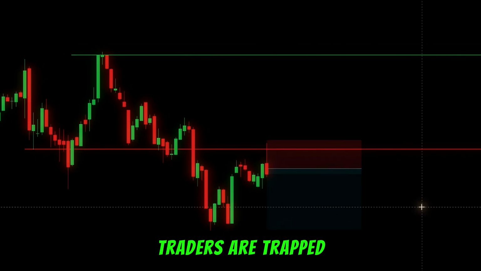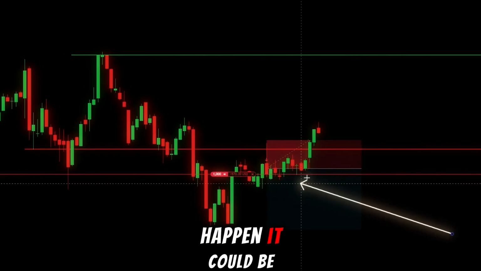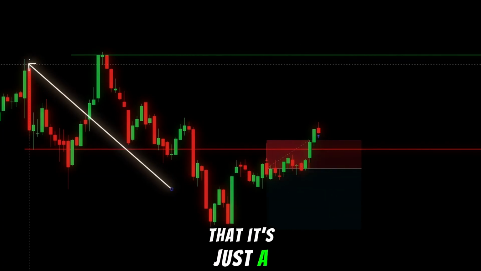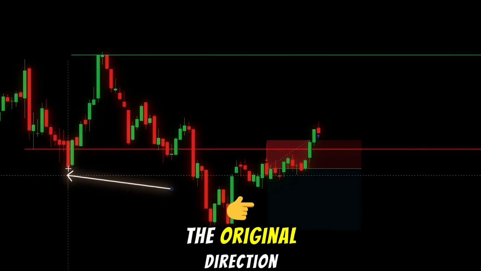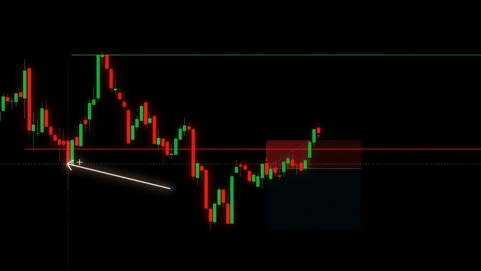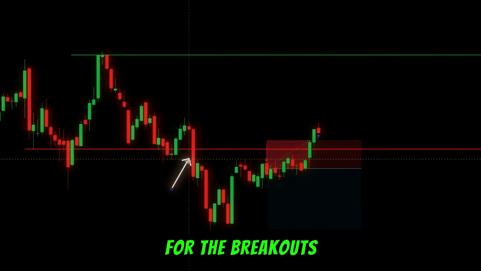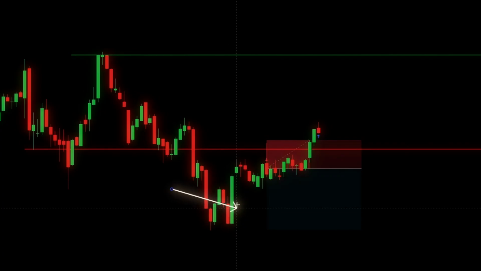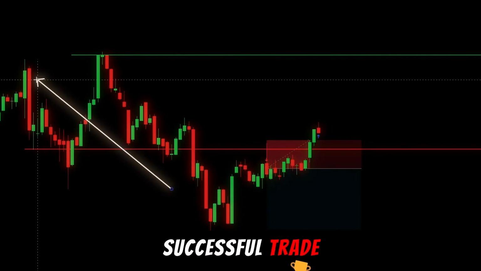In that scenario, traders are trapped in underwater positions. But why does this happen? It could be that it's just a liquidity grab as fuel to move back in the original direction. That's why we need to have our criteria met for the breakouts to be valid, giving us a higher probability of making a successful trade.